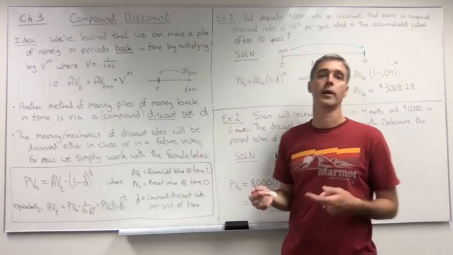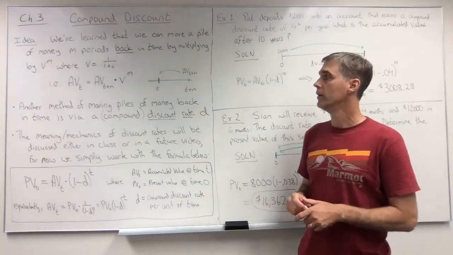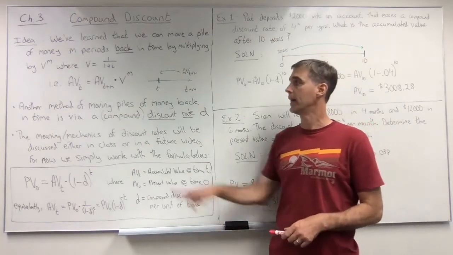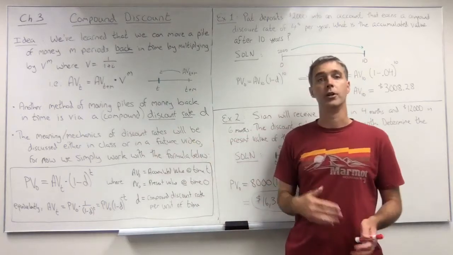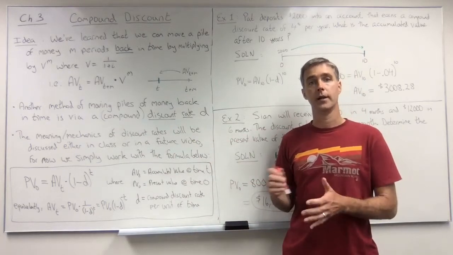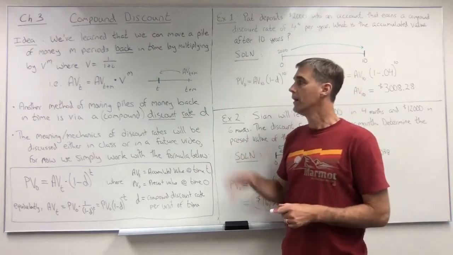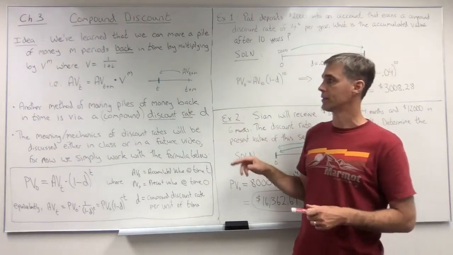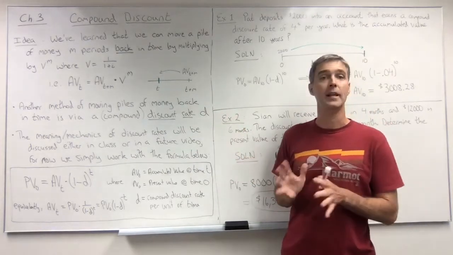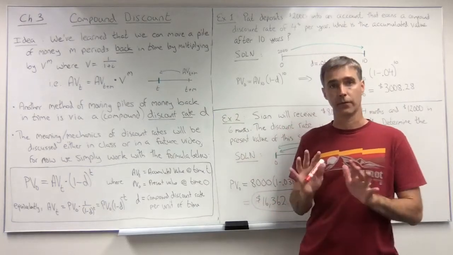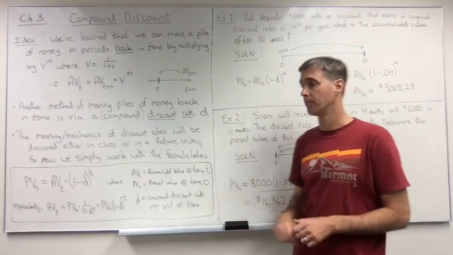Well, there's another way of moving a pile of money backward via something called the compound discount rate, d. And again, if the word compound is omitted, you assume compound unless it explicitly states simple discount. Now, in a later video or in class, I'll discuss the actual meaning of what d is in terms of its actual mechanics and how it came to be. But for now, we're just going to use the formula.